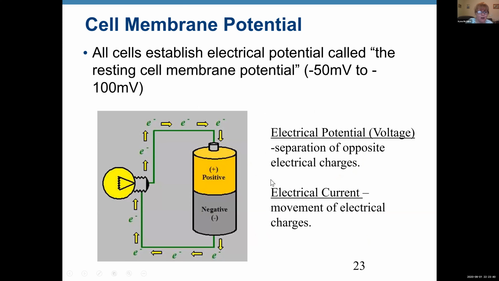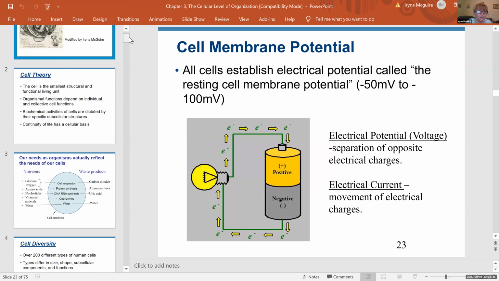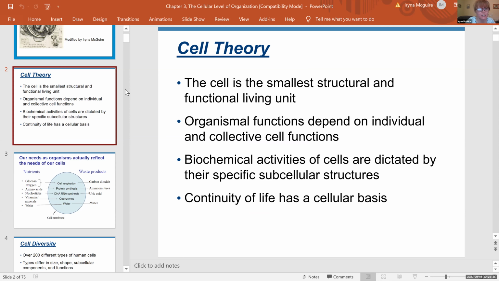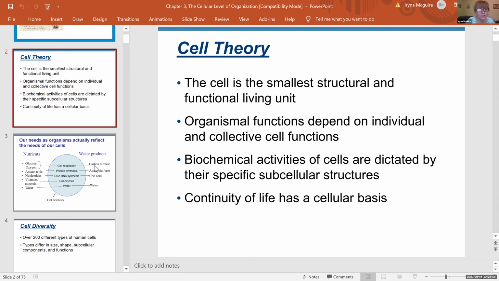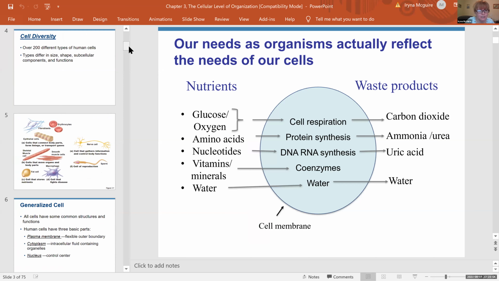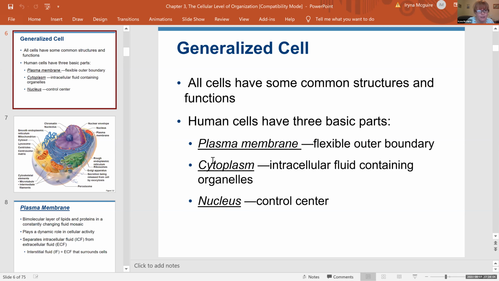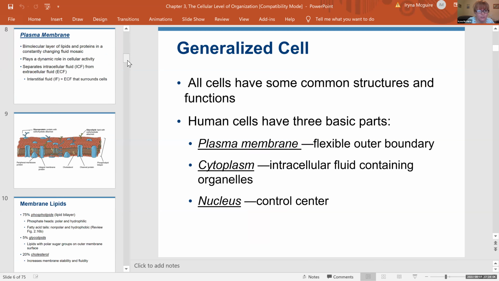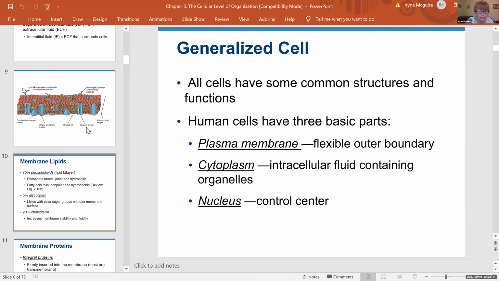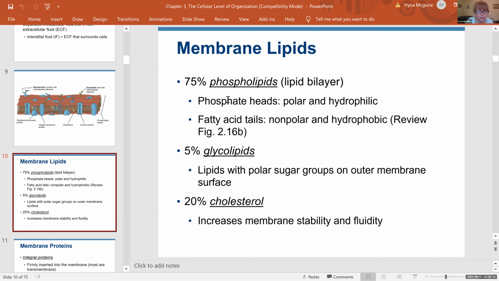Okay, now let's do a very quick summary of what we covered so far, right? We talked about cell theory. We also mentioned that your needs as a whole organism reflect the needs of your own cells. We said that cells are very diverse. However, they do have three general parts: plasma membrane, cytoplasm, and nucleus. And then we briefly talked about the plasma membrane, the phospholipid bilayer, and we described what the major lipids are.